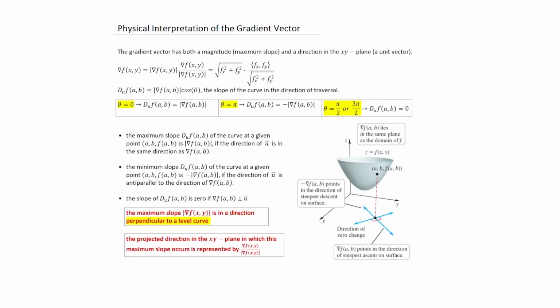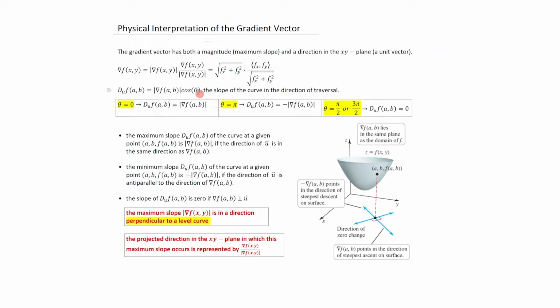All right, so again, the physical interpretation of the gradient vector, let's take another look at it. The gradient vector has both a magnitude, which is the maximum possible slope, and a direction in which that maximum slope occurs in the xy plane. And the direction is a unit vector. And so I've written the gradient of f as the magnitude times a unit vector. And so this is your unit vector. Previously, we'd shown that the directional derivative can also be written as the magnitude of the gradient of f times cosine theta, because the unit vector had magnitude 1. And this would give you the slope of the curve in the direction of traversal. Direction of traversal would be determined by angle theta.